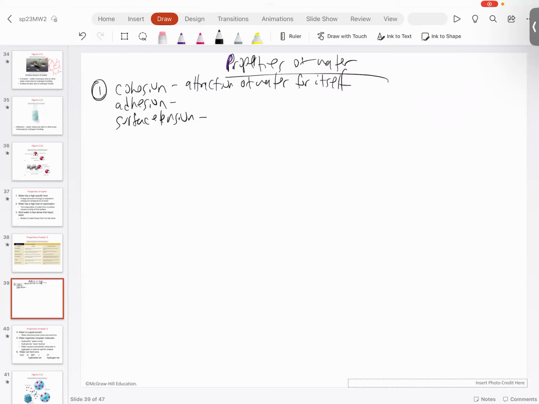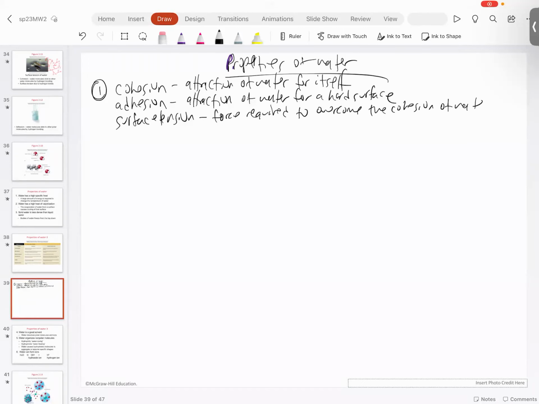Adhesion is similar, but in this case, it's the attraction of water, not for itself, but for a hard surface. And then surface tension is the force required to overcome the cohesion of water and break its surface.